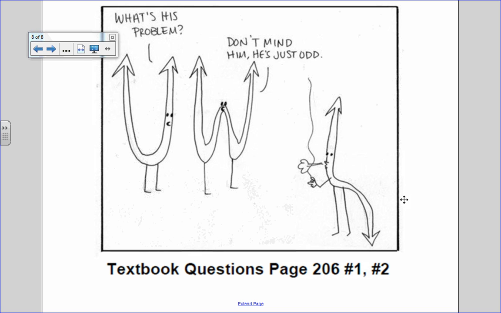So to practice this a little bit further, you guys can do textbook questions number 1 and 2. Hope this helped.